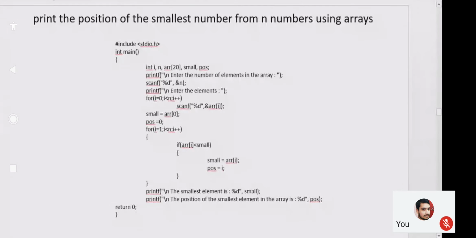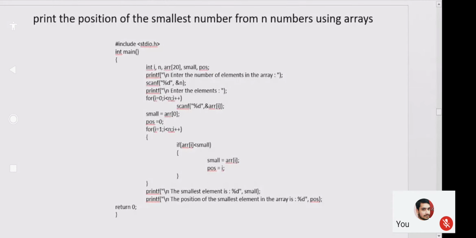Suppose your n is 5. That means this loop will iterate 5 times. Say this is your array, and the elements are 5, 9, 1, 3, and 10. What will be the logic? I have already written the logic. Let's assume that this is your small. The positions are 0th position, first position, second position, third position, and this is the 4th position. Initially POS, for position, is a variable.